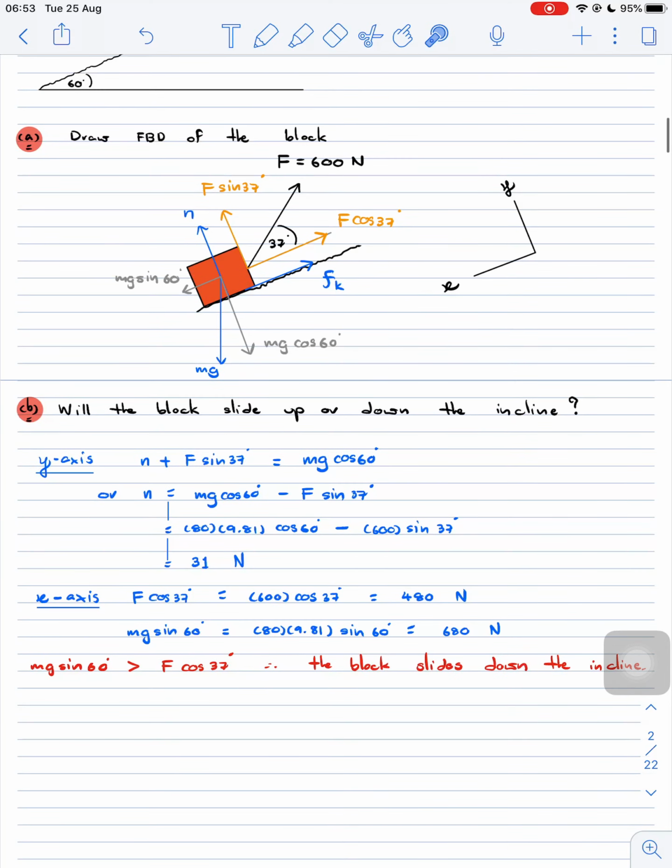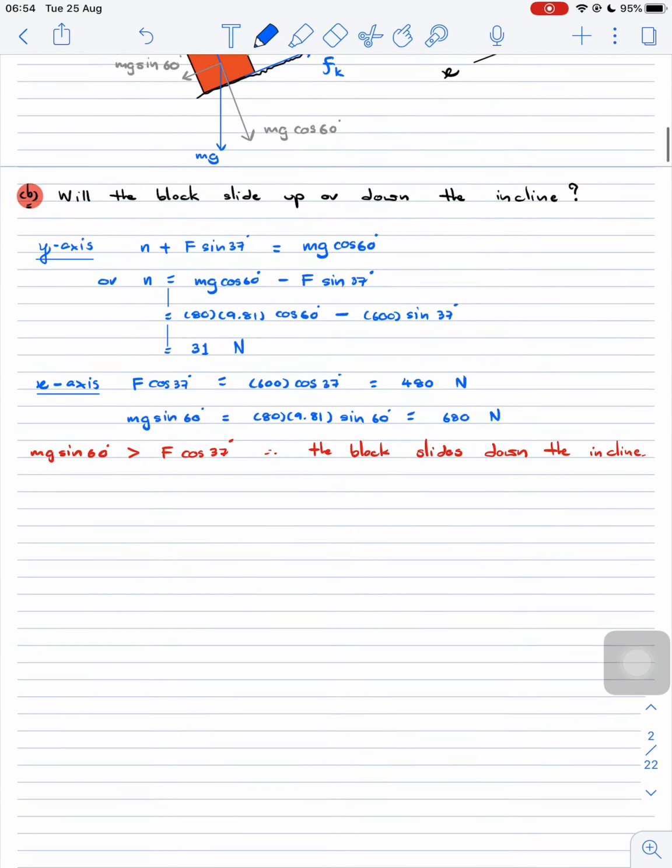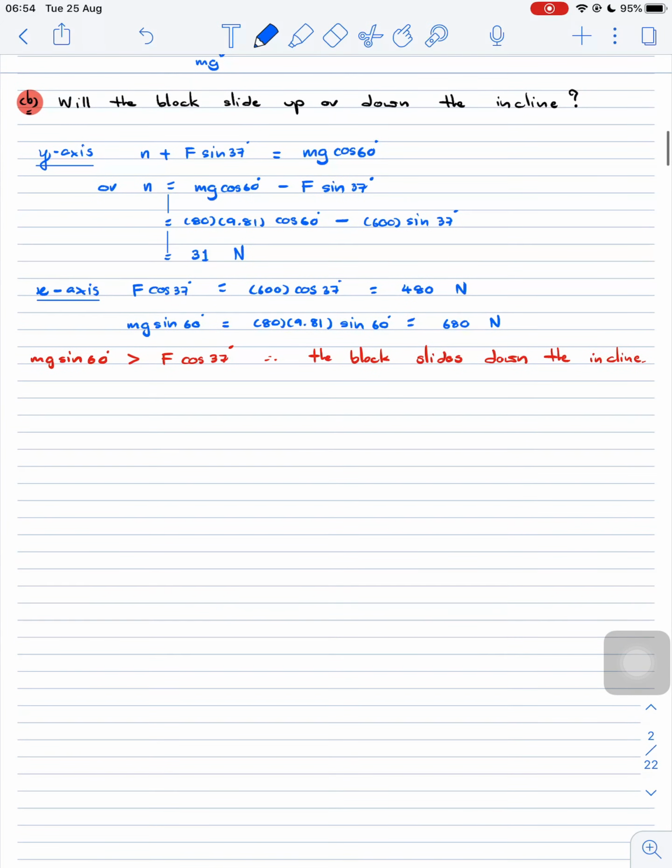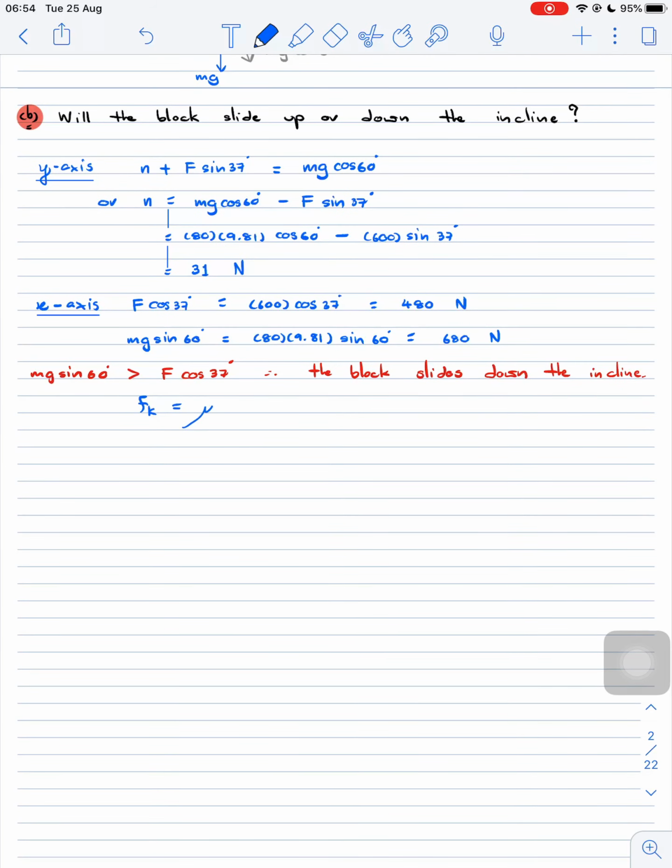Okay, so the mg sine 60 is 680 Newton, and the F cosine 37 degree is 480 Newton, and then we have the Fk, the kinetic friction force. Just compute the Fk, in case we need to use it in the future. The Fk is equal to mu k times the normal force.